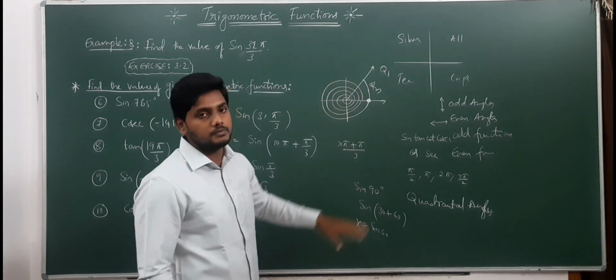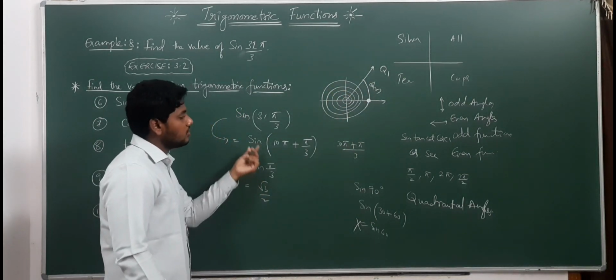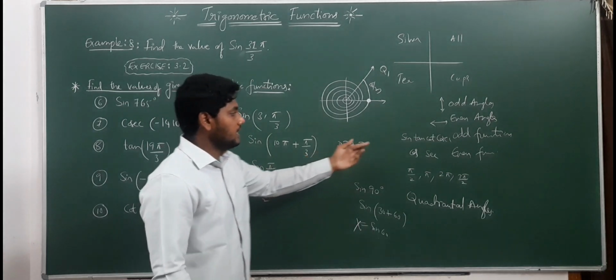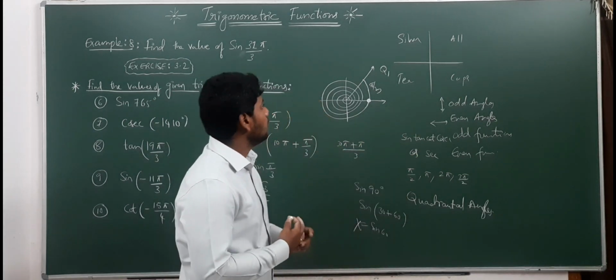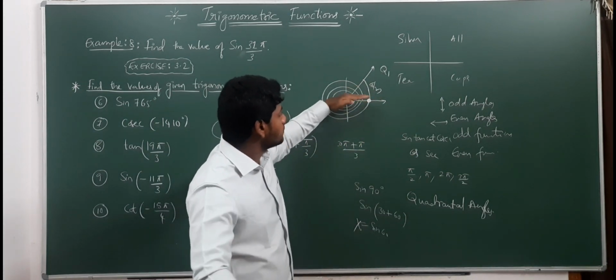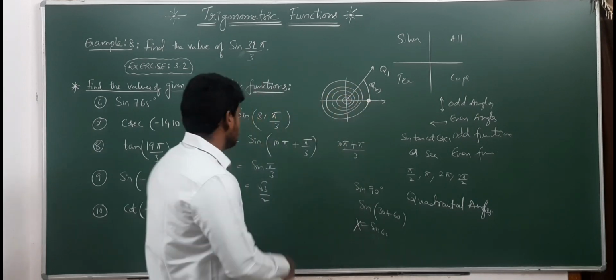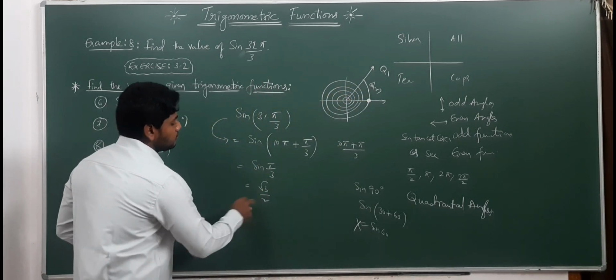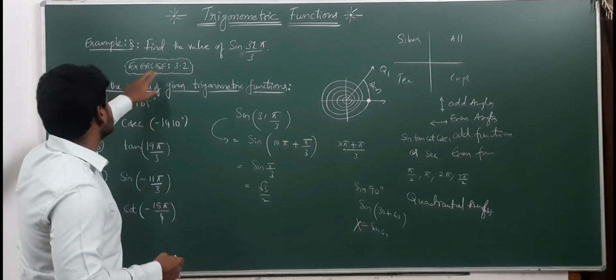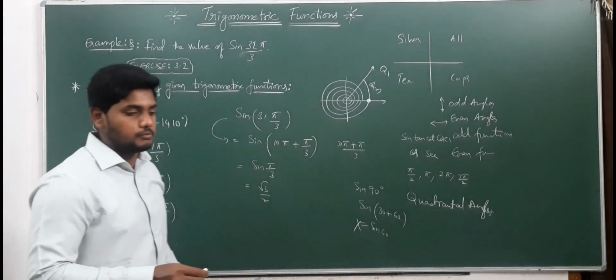Based on all silver teacups. Whether function will change or not depends on even angles or odd angles, on which angles on x axis or y axis. So this value is sine pi by 3, which is equal to root 3 by 2. This is the answer of find the value of sine 31 pi by 3.